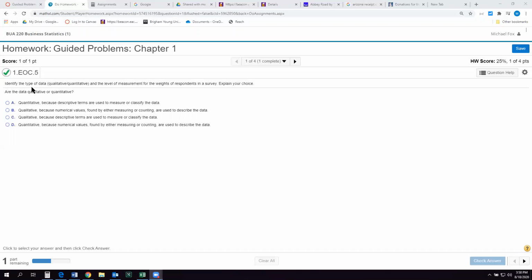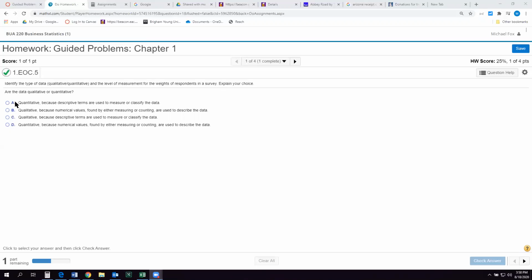It says identify the type of data, qualitative or quantitative, and the level of measurement for the weights of respondents in a survey. Explain your choice. So how much do people weigh? Is that qualitative or quantitative? And the answer is it's quantitative, right? It has to do with numbers and it can be measured.